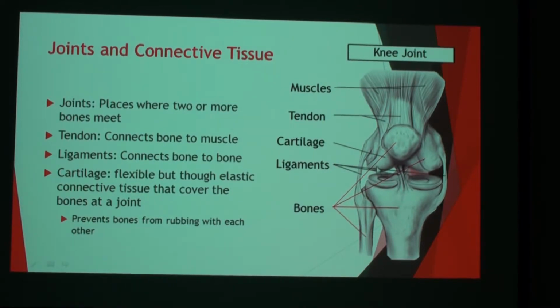And lastly, we can see here what the cartilage looks like. You can see it's covering the femur right here from rubbing with the tibia. The tibia also has cartilage, but it's not really shown in this picture.